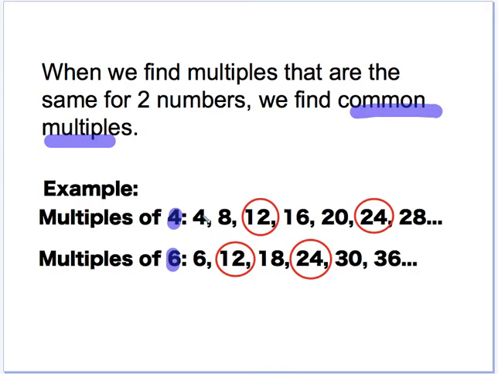4 is a multiple of 4, but it's not a multiple of 6. Next, 8. 8 appears in the list for 4s, but it does not appear in the list for 6s. 12 does. Boom, it gets a big circle. And you go along, and you're going to find that there's lots of common multiples, especially between even numbers that are close together.